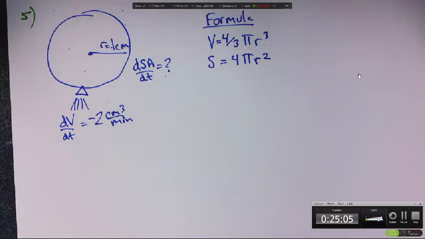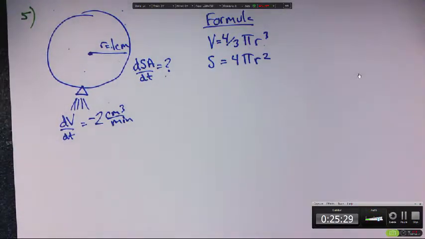And surface area. Area is measured in units squared, right? So this is surface area over time. Surface area is measured in units squared. So our final answer should say centimeters squared over time, which in this case is minutes. So our answer should be centimeters squared per minute.